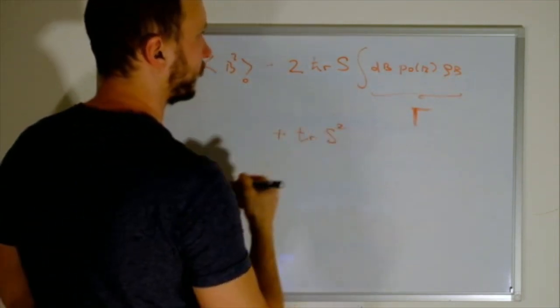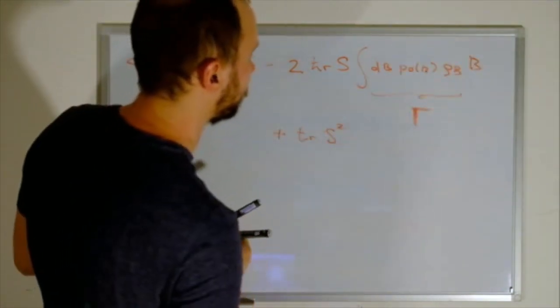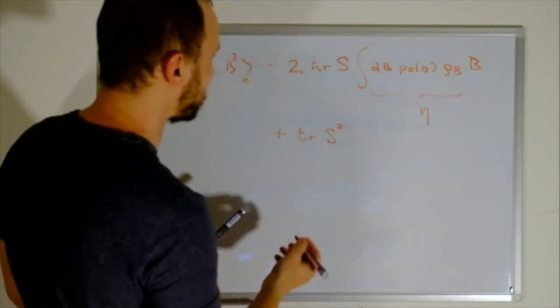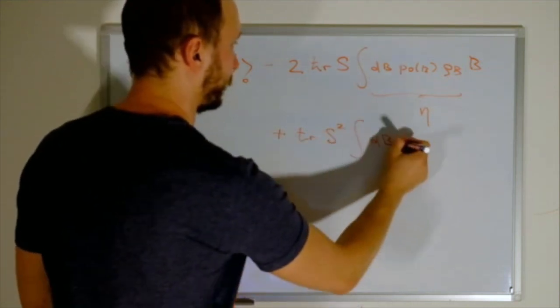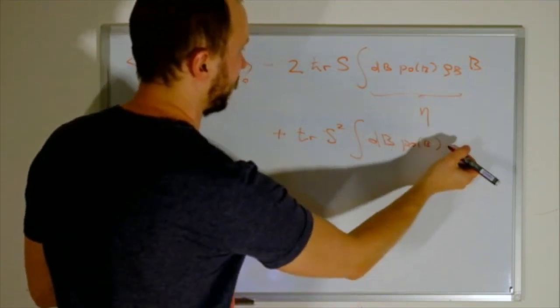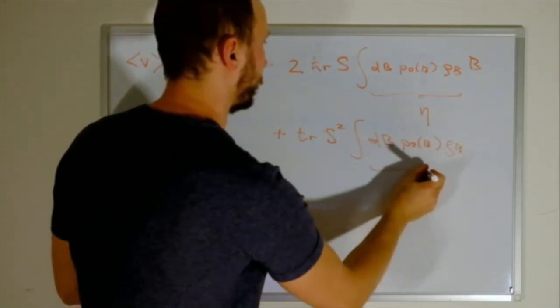Plus trace of s squared. Wait a second, yeah, there was a b here. Okay, so this we'll call it eta. I mixed up, it's just a name, but this is how I call them in the notes. And this will be the integral db p0 of b times rho b. And this we'll call gamma.